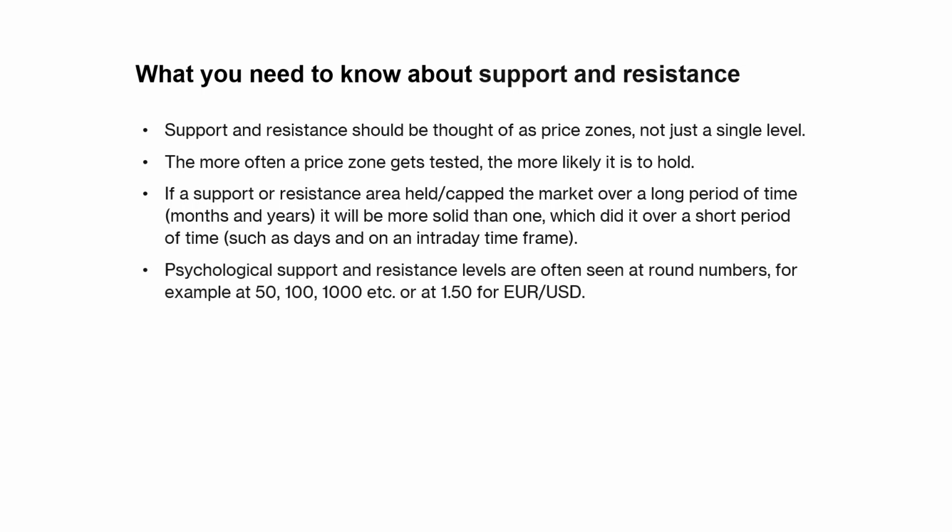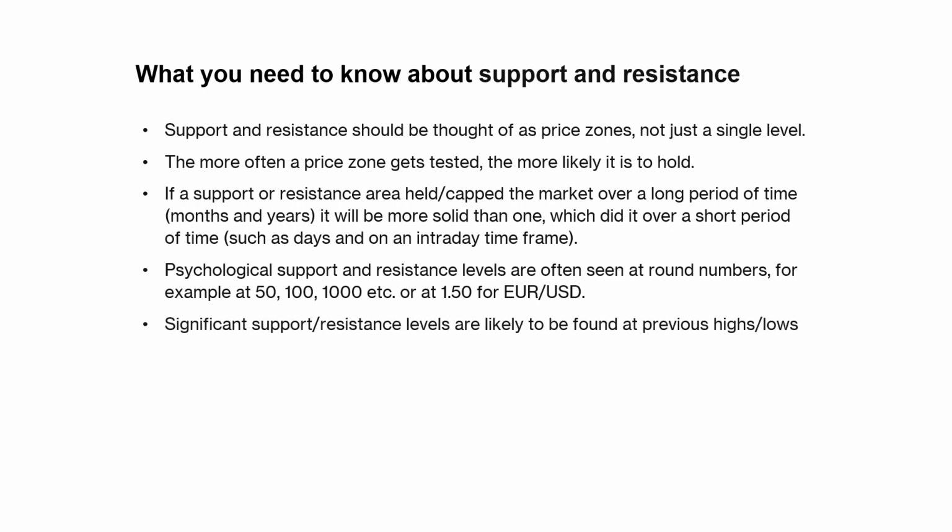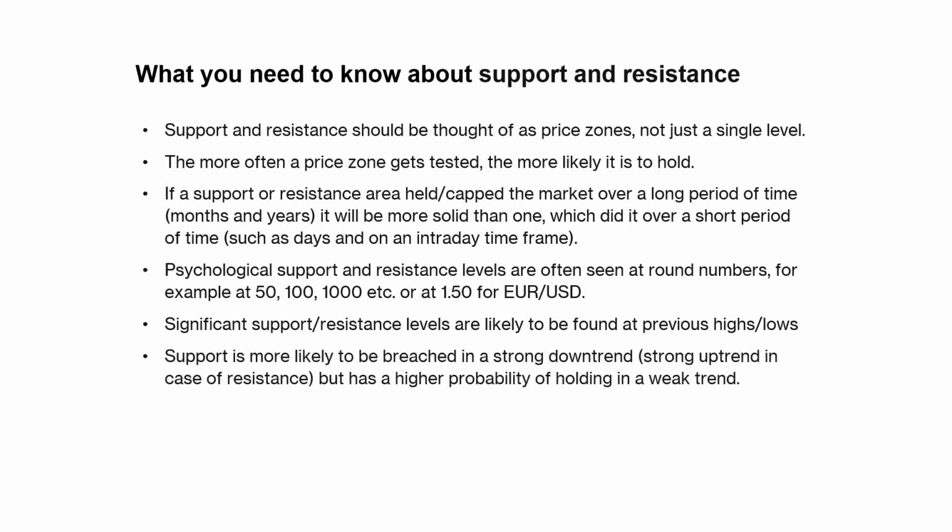Psychological levels are important, so movements around 50, 100, 1000, for example. It is wise to assume that previous highs and previous lows are going to offer significant support or resistance levels. When I used to work in a dealing room, the dealers often used to remember where the market had failed previously or survived or bounced off levels previously.